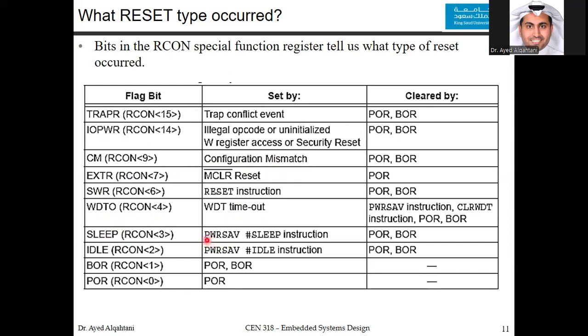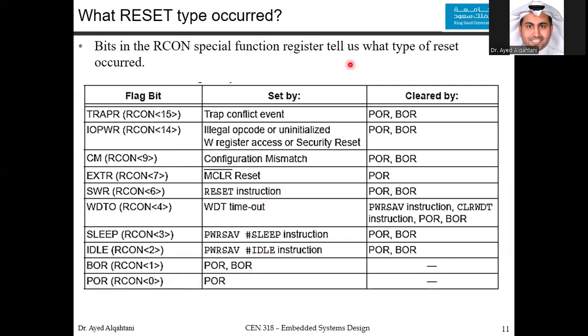We have the power save instruction, PWRSAV #SLEEP. If you see this instruction, it will force the system to go into sleep mode. The next one forces the system to go into idle mode. The power on reset flag obviously is set by the power on reset. The brown out could be set by the power on or by the brown out events. These are the ways you set them.